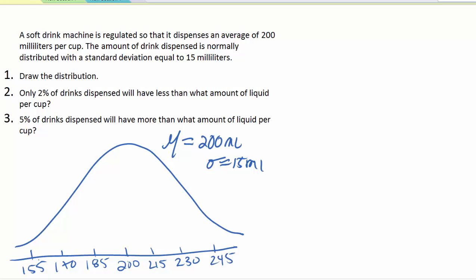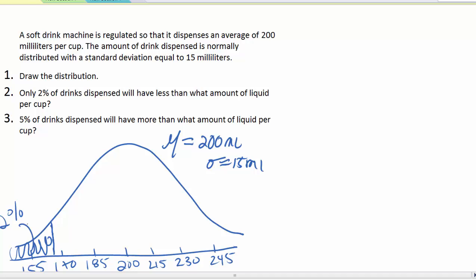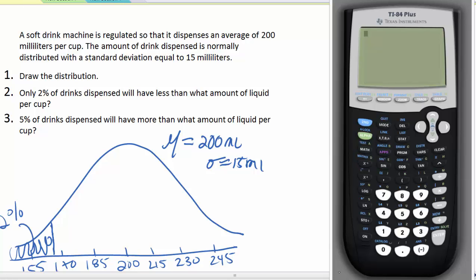So we want to know, if only 2% of drinks dispensed, what will the amount of liquid be per cup? So we want to find this value where 2% of the data fall below that one particular value. Well, what makes sense here is that it's somewhere between 155 and 170. So let's go ahead and use the TI-84 to figure this out.